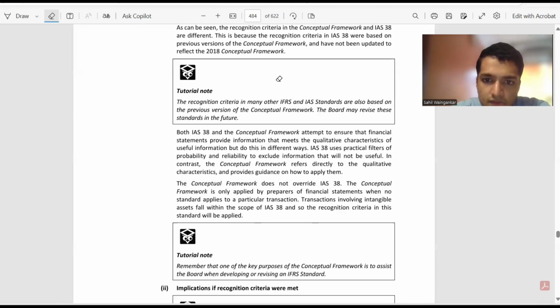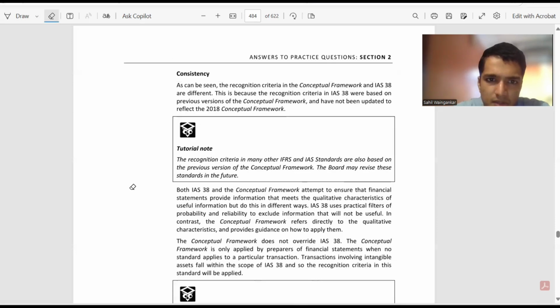The conceptual framework does not override IAS 38. The conceptual framework is only applied by preparers of financial statements when no standard applies to a particular transaction. Transactions involving intangible assets fall within the scope of IAS 38, and so the recognition criteria in the standard will be applied. Okay, this entire part of consistency, I don't think it is genuinely important.